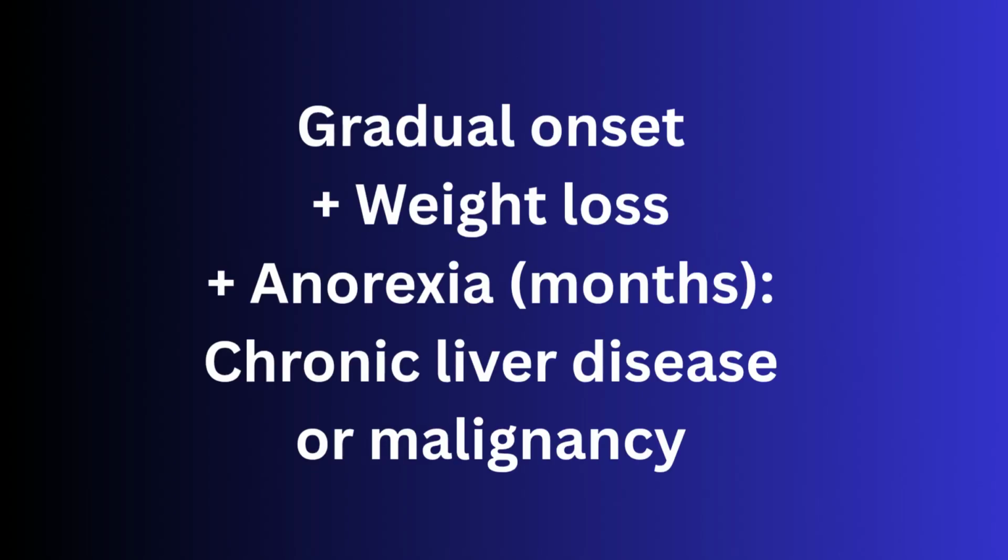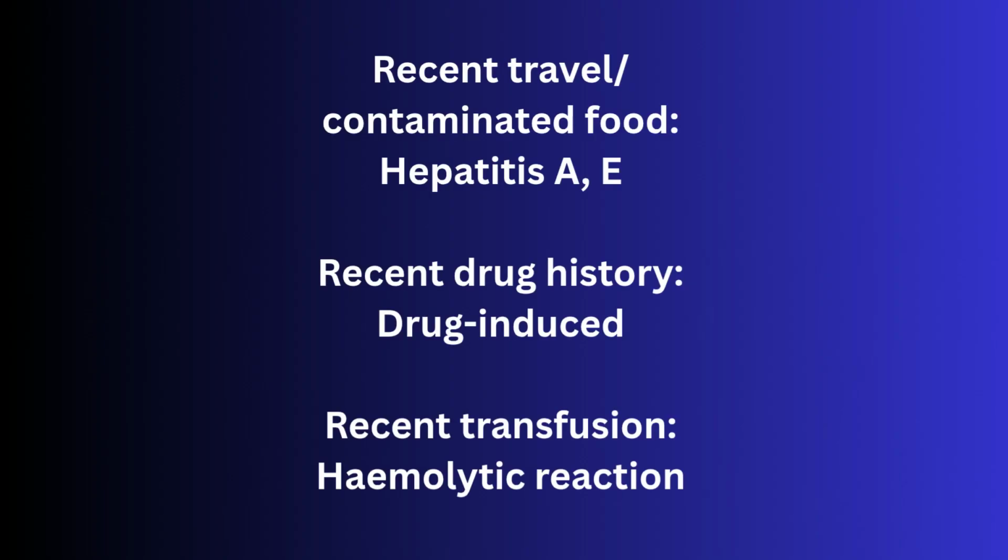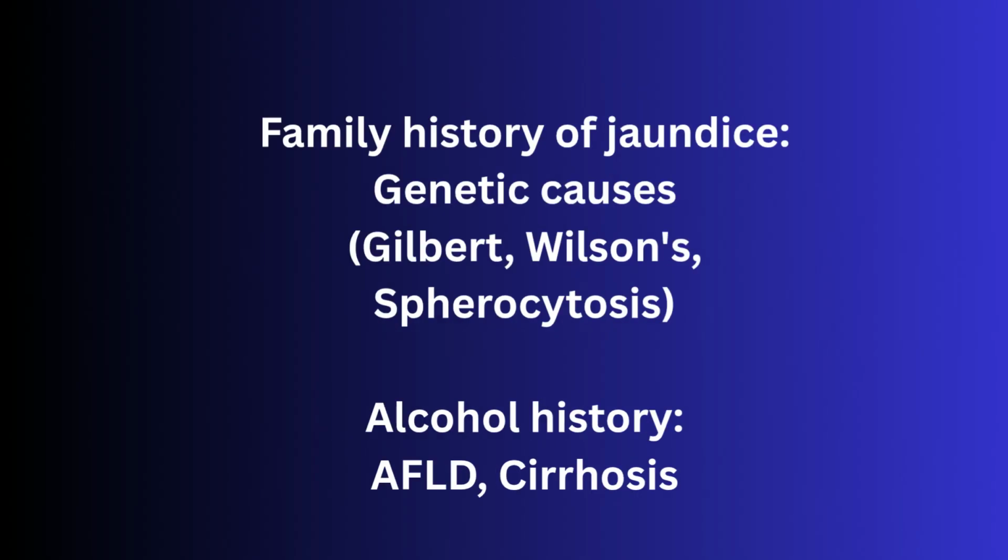Gradual onset over months with weight loss and anorexia suggests chronic liver disease or malignancy. Recent travel or contaminated food, think of hepatitis A or E. Recent drug history, think drug-induced injury. Recent blood transfusion, think hemolytic transfusion reaction. A few more clinical clues.